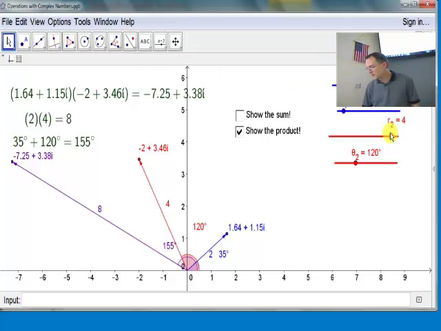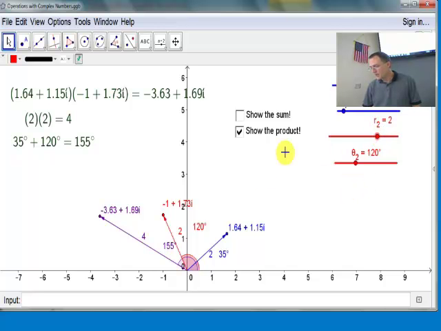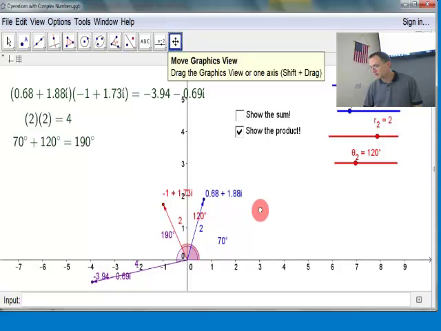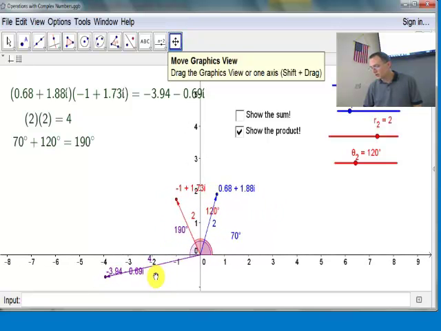And we can change these. We can make them shorter, like that. And change the angles a little bit, like that. But we multiply this one, and it's 70 degrees. We multiply this one, that's 120 degrees. That is length 2, that's length 2. We multiply them together, and we get something that has length 4 and is 190 degrees away from the x-axis. And the computations are ugly, ugly. Multiply that by that using the FOIL method, and then combine like terms and everything, but there it is. 3.94 to the left, 0.69 down. It's pretty amazing, I think.